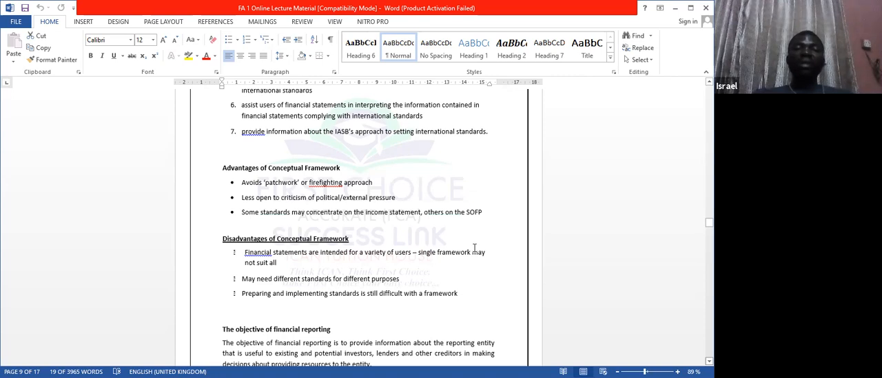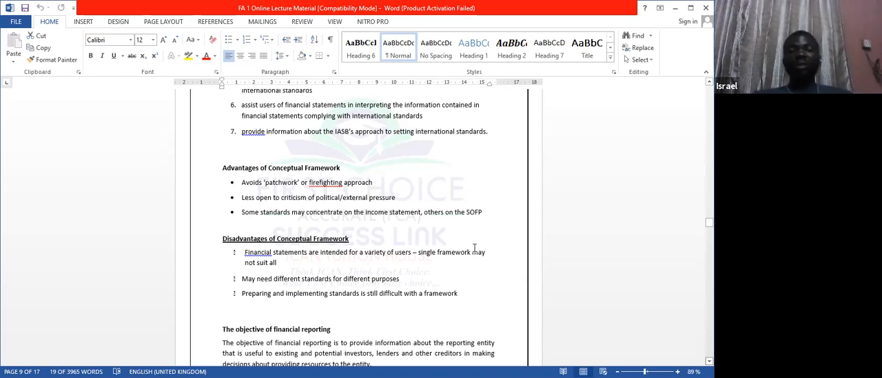Another one is that some standards concentrate on the income statement, others on the statement of financial position. There are some standards that address the income statement, also known as the statement of financial performance. Some standards focus on that, while others focus on the statement of financial position. So it helps us to address each element in the statements.